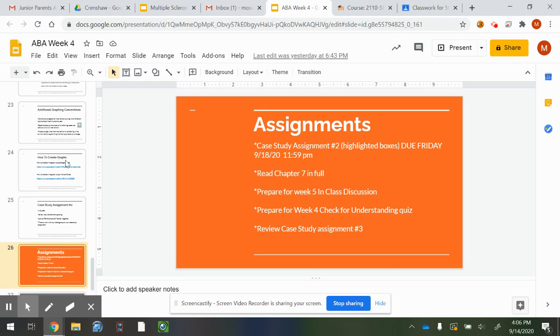So your assignments for the week. You have your case study assignment number 2, the highlighted boxes, which are due Friday, September 18th at 11:59 p.m. Please make sure that these are turned in on time. Also, please make sure that you put your last name in the title of the document that you submit, please. I only had a few with last names attached to it, so when I was grading them, it took me a little while longer to separate everyone's out. So please make sure to add your name in the subject.